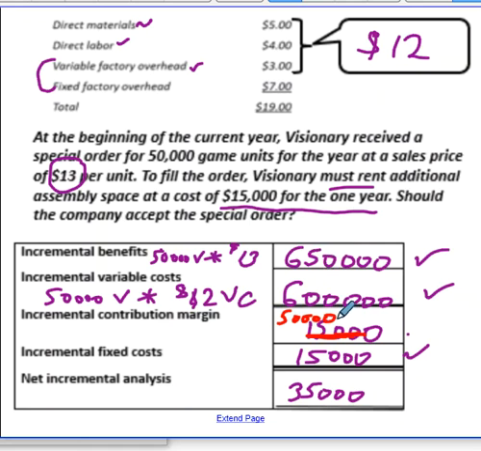And that contribution margin is there to cover any incremental fixed cost plus then contribute to incremental net profit. So in this case, if Visionary had accepted that particular game order, $13 per game, Visionary would be better off by $35,000 if it accepted that order.